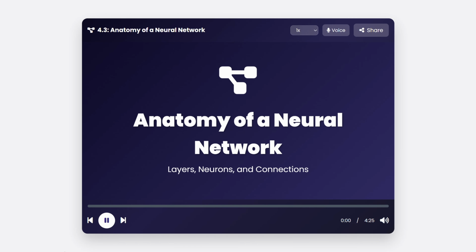Welcome back to our journey into deep learning. We've met the single neuron, the perceptron. But how do we go from that one simple building block to the incredibly powerful networks that drive modern AI? Today, we dissect the anatomy of a neural network.